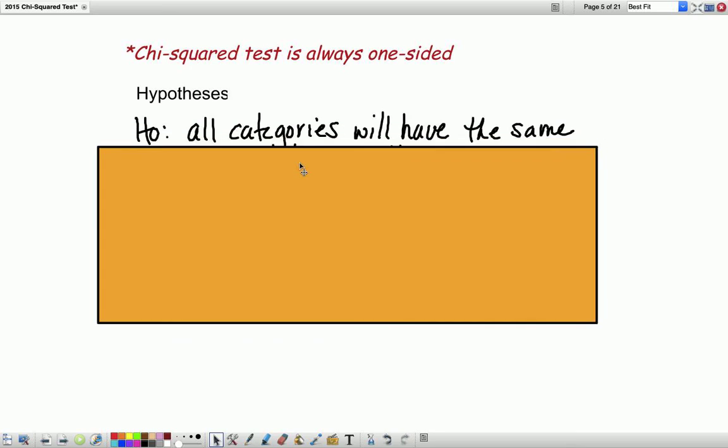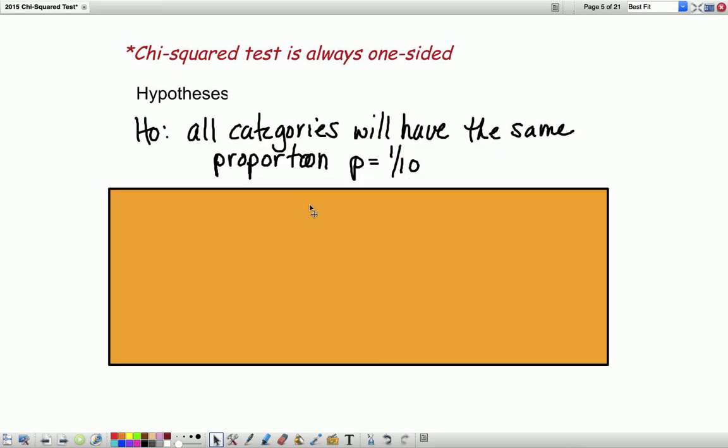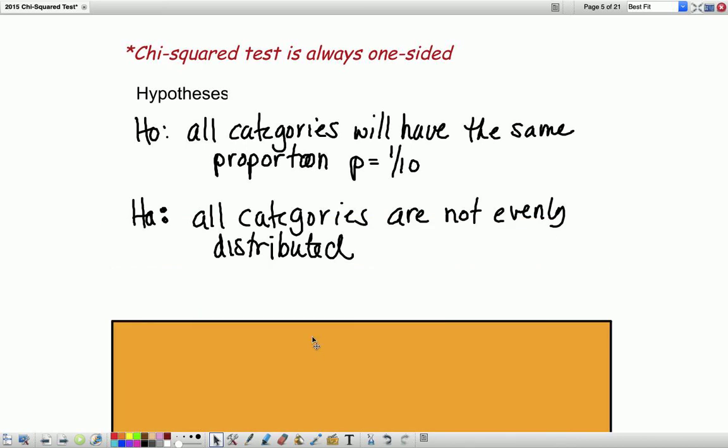So our null: all categories will have the same proportion. So all the categories, 1/10. You could also say all of the categories are the same. You could say the random number generator is working properly to put it in context. But remember, our null is always that everything is good. Everything follows what we think it follows, and the alternative is testing against that. So they're not evenly distributed.